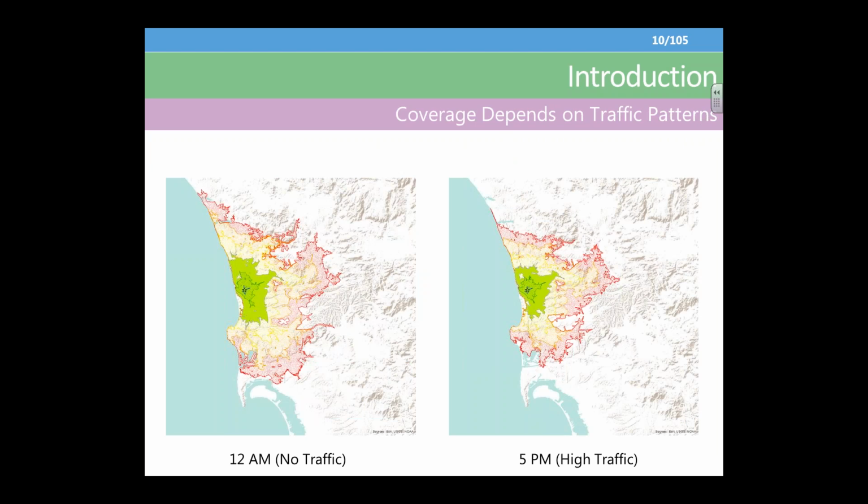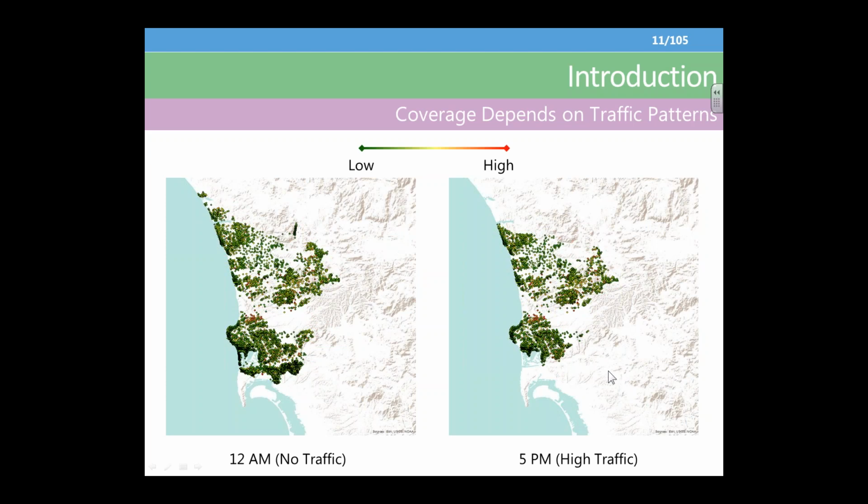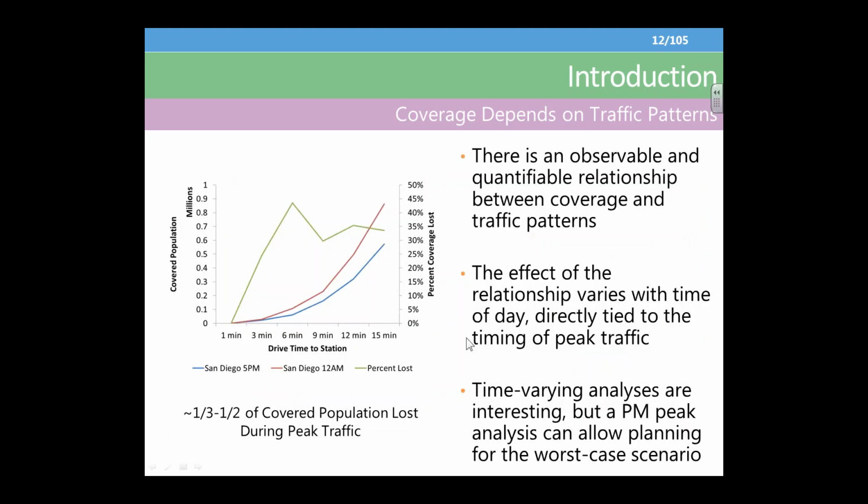And so to freeze frame a couple of frames from that, if we look at 12 a.m., so probably zero traffic on the road, we can see the extent of service areas, how far you can get within 15 minutes from that station. And then at 5 p.m., during the peak traffic in this data set, you can see how much that area of coverage actually shrinks. And that area shrinking has an effect on the population that you've actually provided service to, right? It's not an overly complex concept, but it is something that can be quantified.